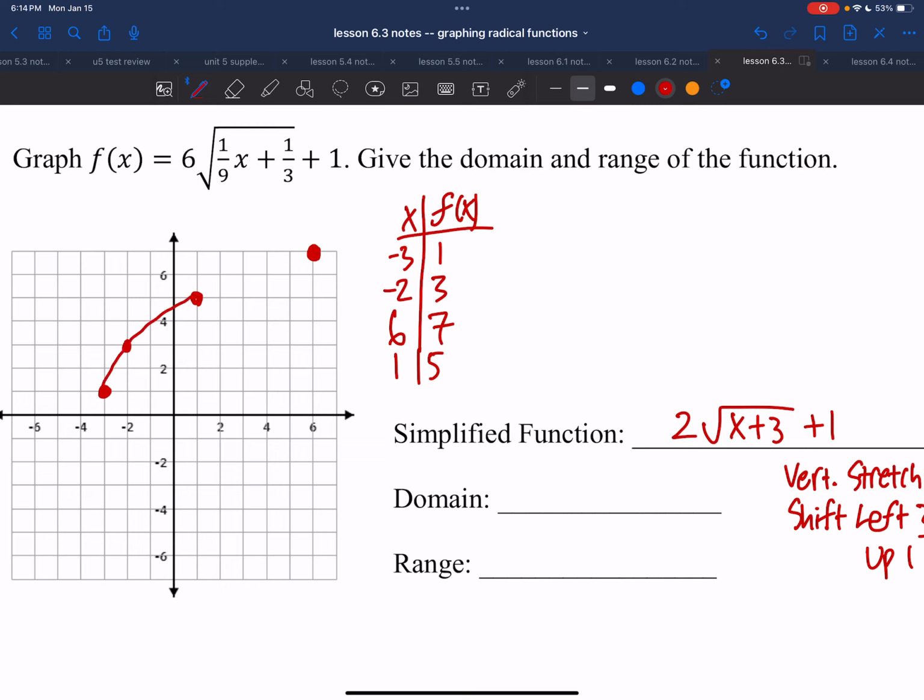So I got this nice square root curve, like so. Domain, leftmost point is at -3, goes to the right to infinity. Bottommost point is at +1, goes up to infinity. And I'm done.